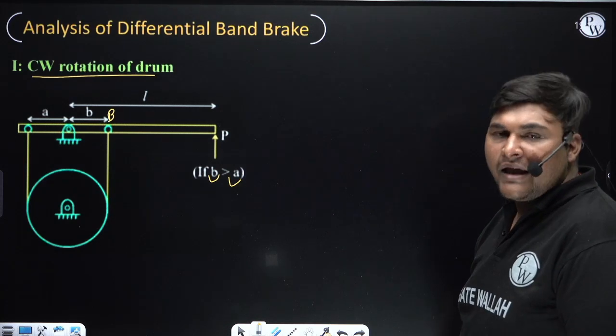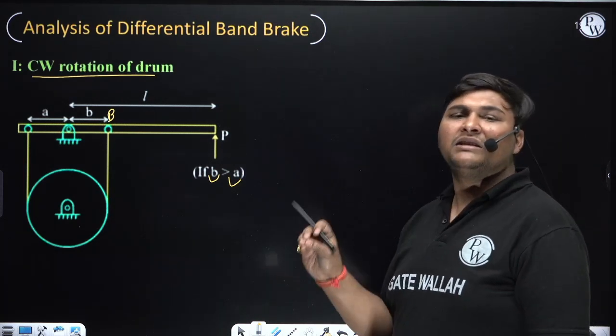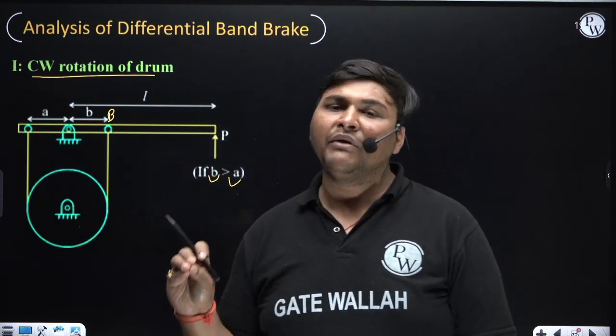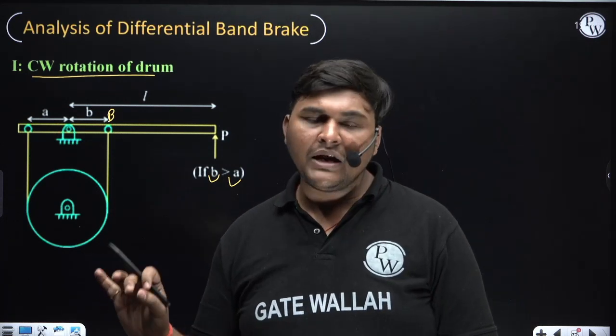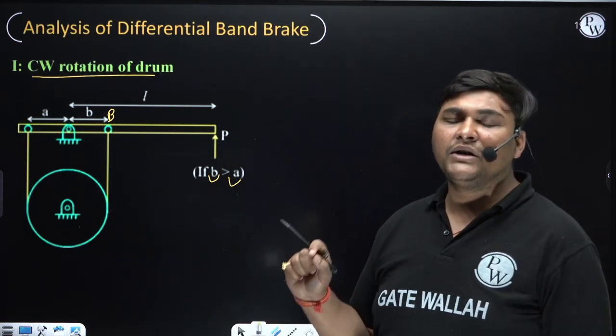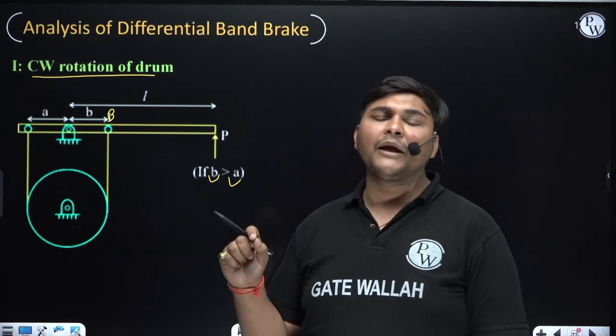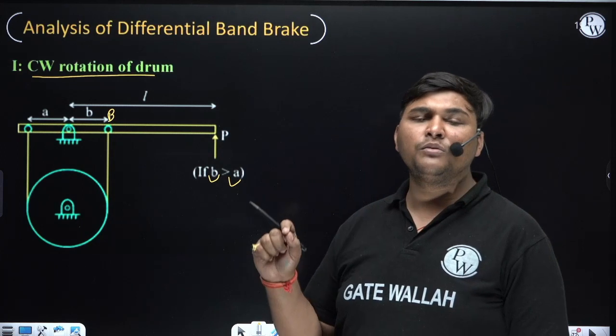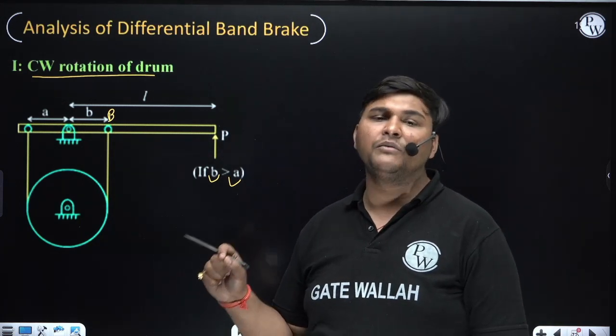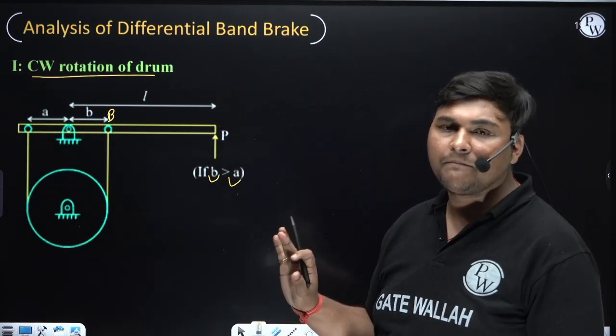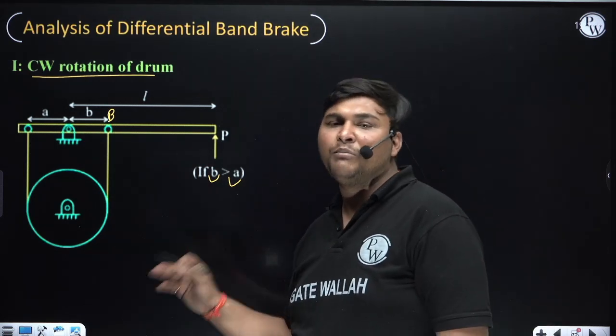Now we will do the analysis. But during analysis, again these two relations are common. Again T1 by T2 will be equal to e to the power mu theta. Braking torque relation will be T1 minus T2 into Ra. Ra is R plus t by 2. R is the radius of the drum, t is the thickness of the band. If t is not given, we will take Ra equal to R. Okay, these relations are the same for all band brakes.